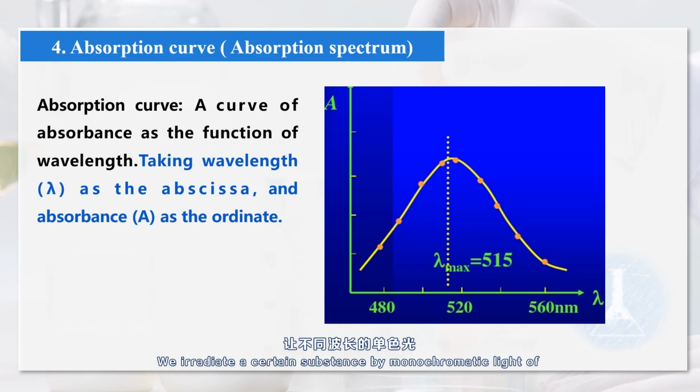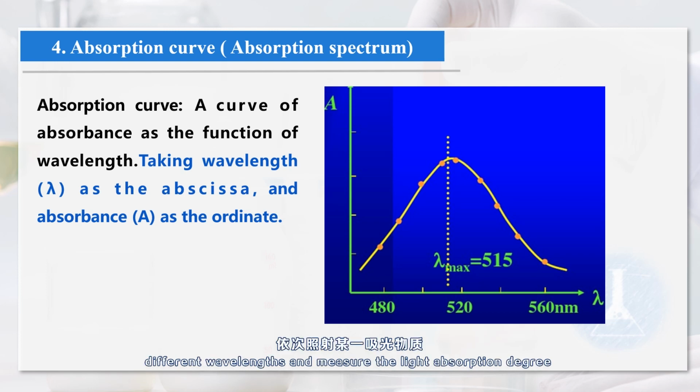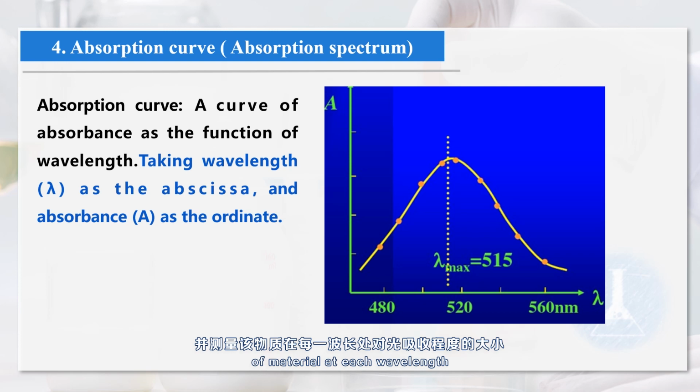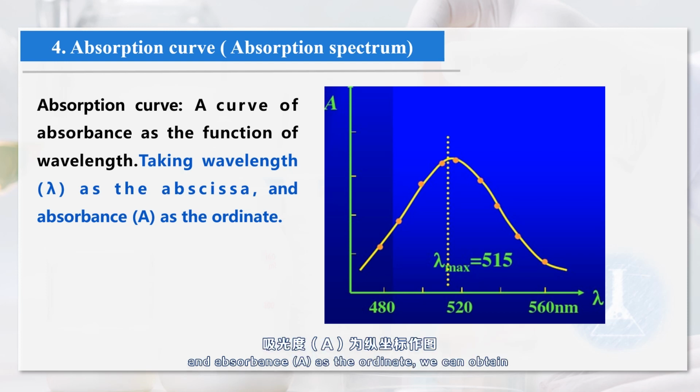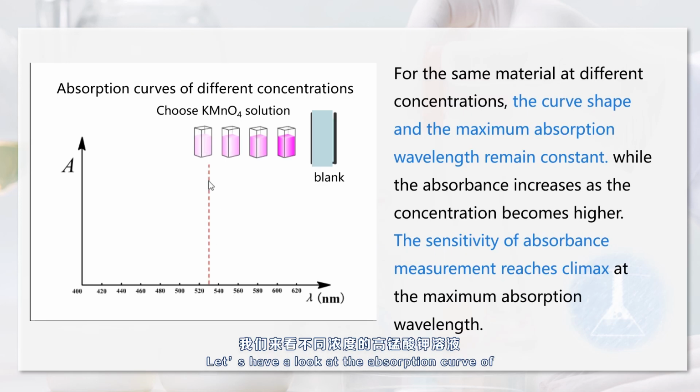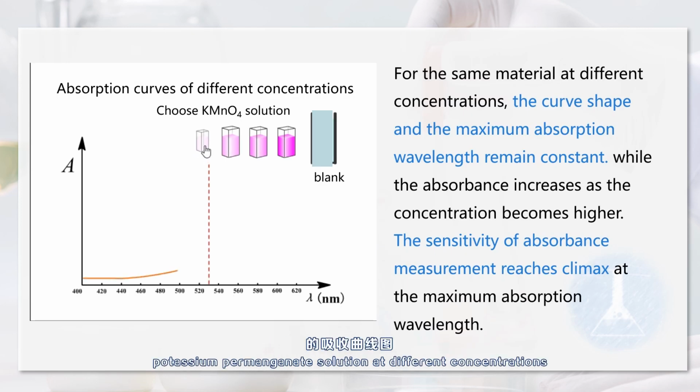We irradiate a certain substance with monochromatic light of different wavelengths and measure the light absorption degree of the material at each wavelength, which is called absorbance. Taking wavelength as the abscissa and absorbance as the ordinate, we can obtain a curve of absorbance as a function of wavelength, called the absorption curve or absorption spectrum, which can accurately describe the absorption of material to light of different wavelengths. Let's have a look at the absorption curve of potassium permanganate solution at different concentrations.